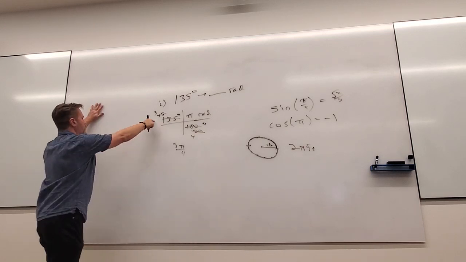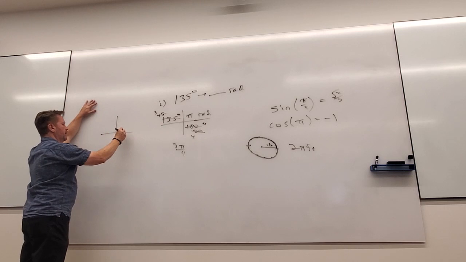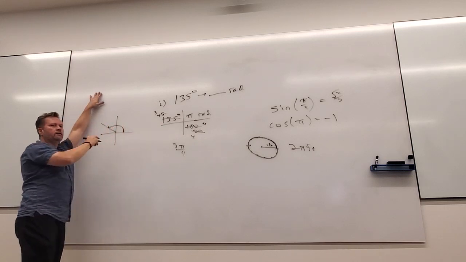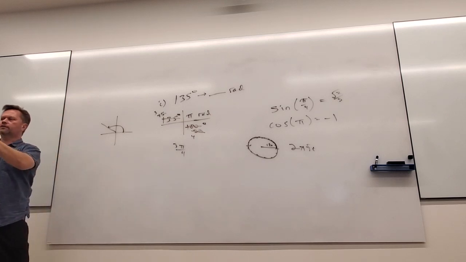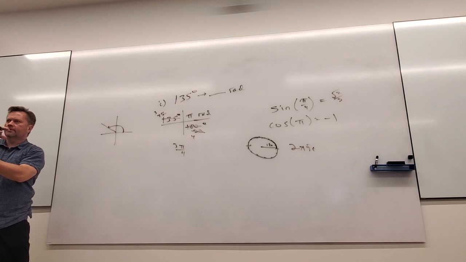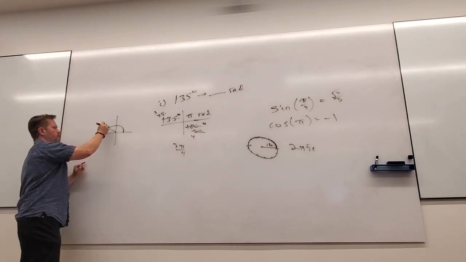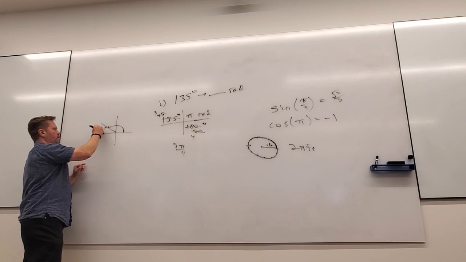All right, so if I draw 135 degrees, I end up in what quadrant? 2. Reference angle is always one of two things: how short I am, or how much I went past the x-axis. Because it's got to be a reference to the x-axis. That's why we call it a reference angle. So what would this be? 45.